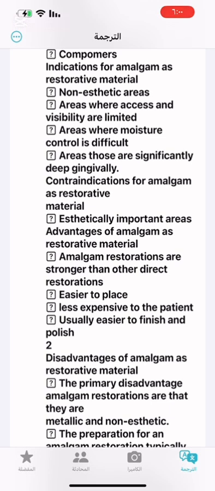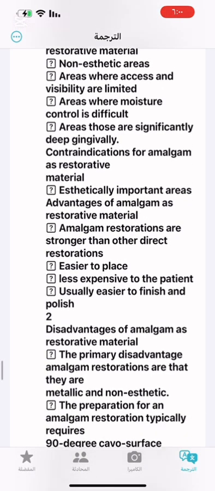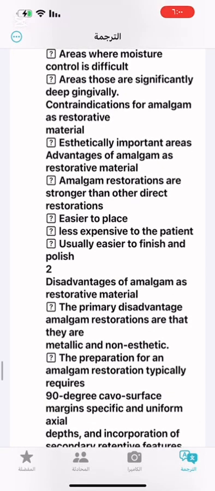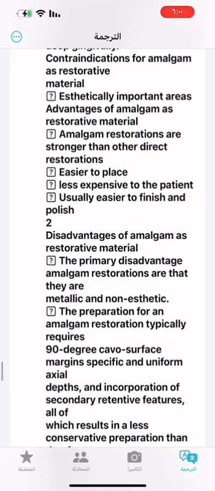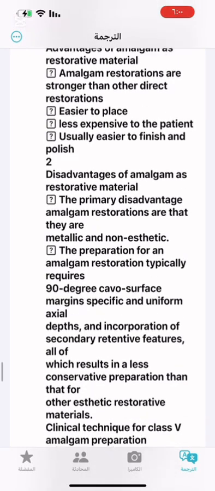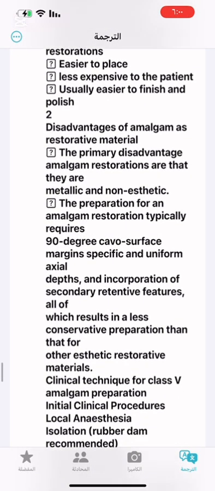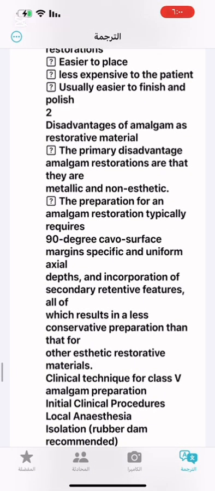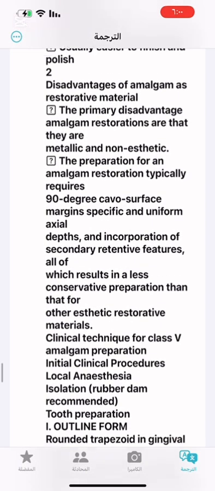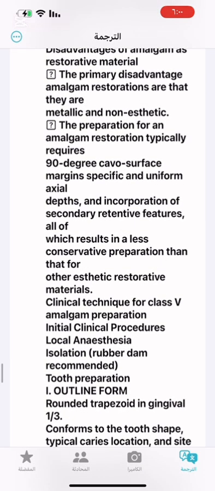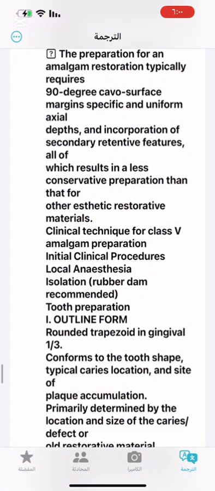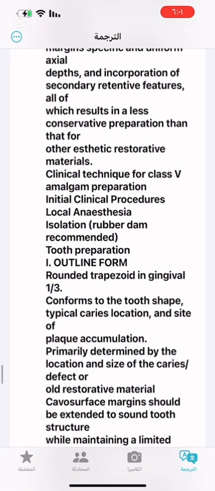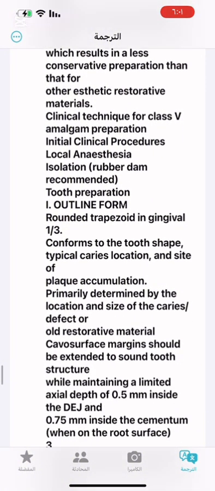Contraindications for amalgam as restorative material: aesthetically important areas. Advantages of amalgam as restorative material: amalgam restorations are stronger than other direct restorations, easier to place, less expensive to the patient, and usually easier to finish and polish.